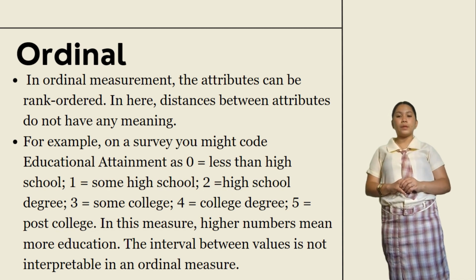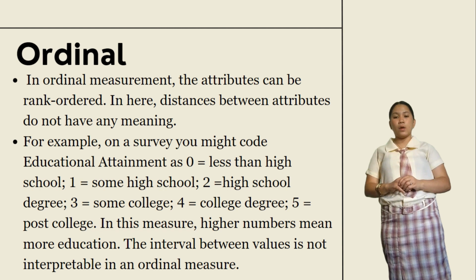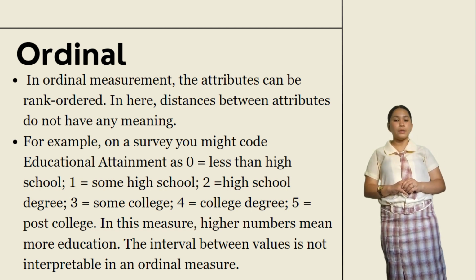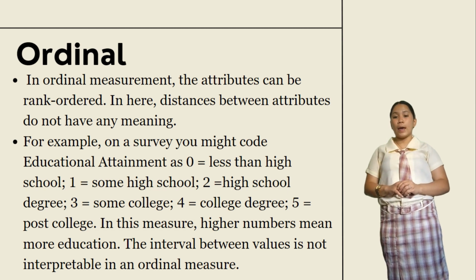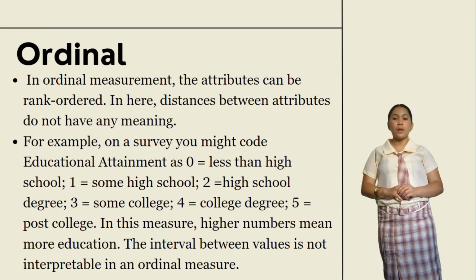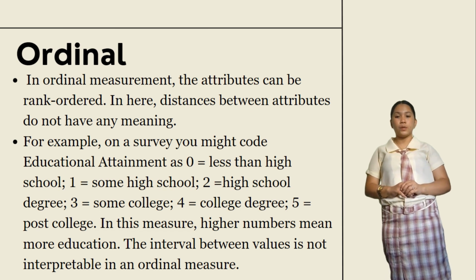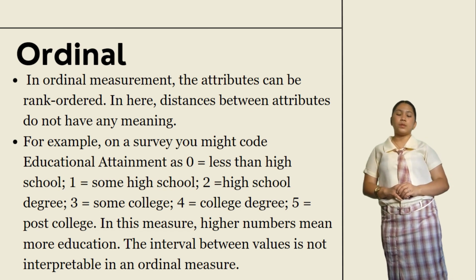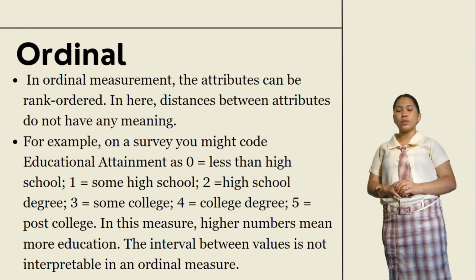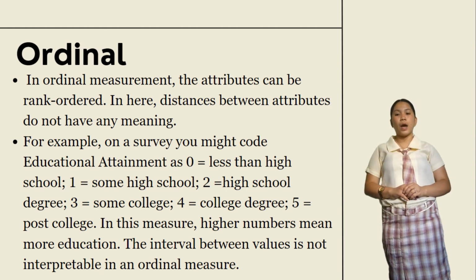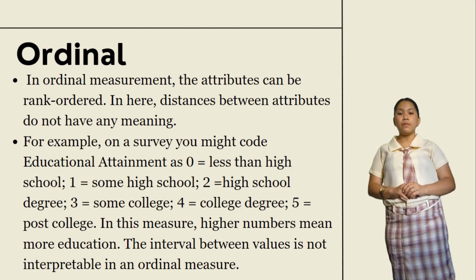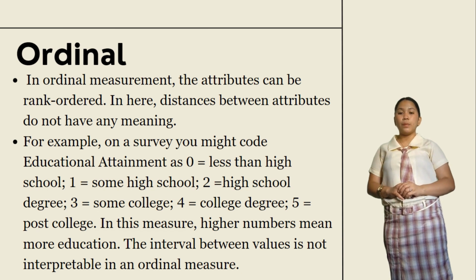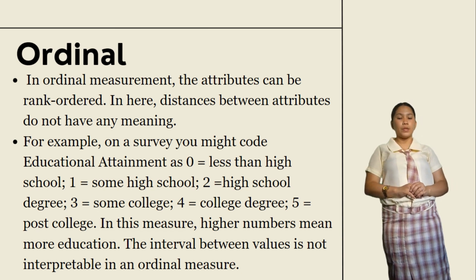For example, in a survey you might code educational attainment as 0 equals less than high school, 1 equals some high school, 2 equals high school degree, 3 equals some college, 4 equals college degree, and 5 equals post-college. In this measure, higher numbers mean more education. So the interval between values is not interpretable in an ordinal measure.